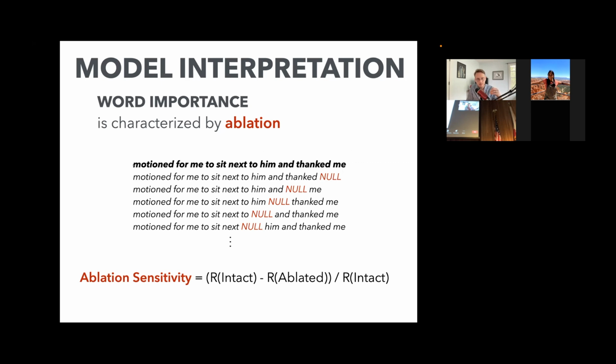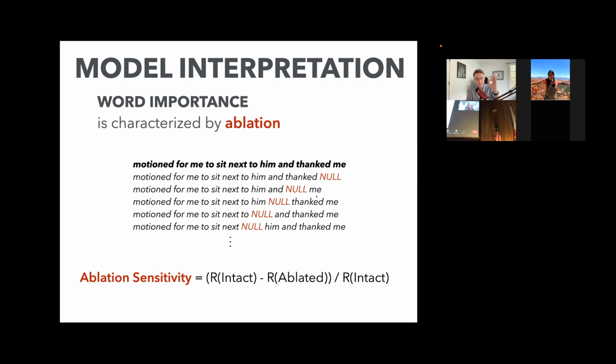So we have the predicted response to the ablated phrase, and of course we have the predicted response to the original intact phrase, and we use that to compute what we call an ablation sensitivity. This is computed as the response to the intact phrase minus the response to the ablated phrase, divided by the response to the intact phrase. So if removing that word had 0 effect, then the response to the ablated phrase is going to be the same as the response to the intact phrase, so ablation sensitivity is going to be 0.